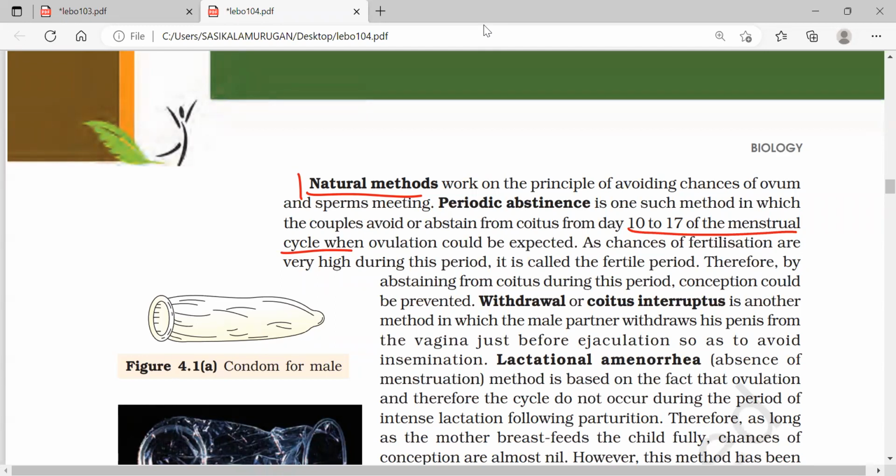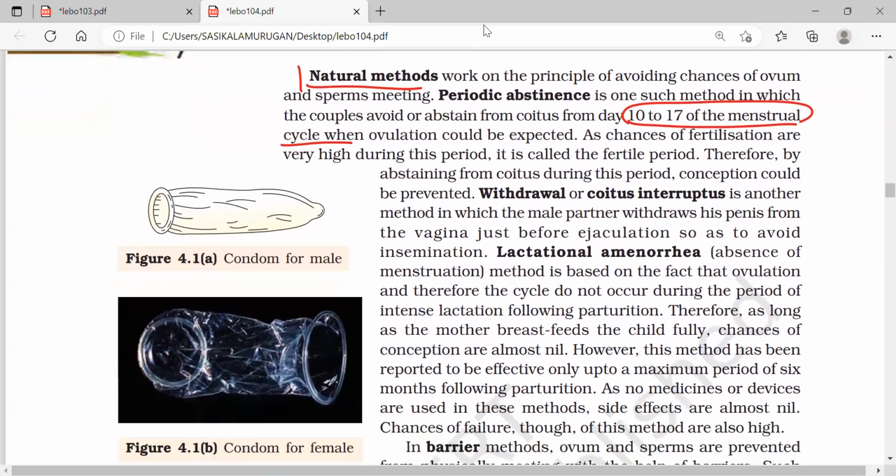To avoid this, coitus should not take place between these days. This is one method. The next method is withdrawal or coitus interruptus. This is another method in which the male partner withdraws the penis from the vagina before ejaculation. So it avoids insemination, and without insemination, there is no chance for fertilization.